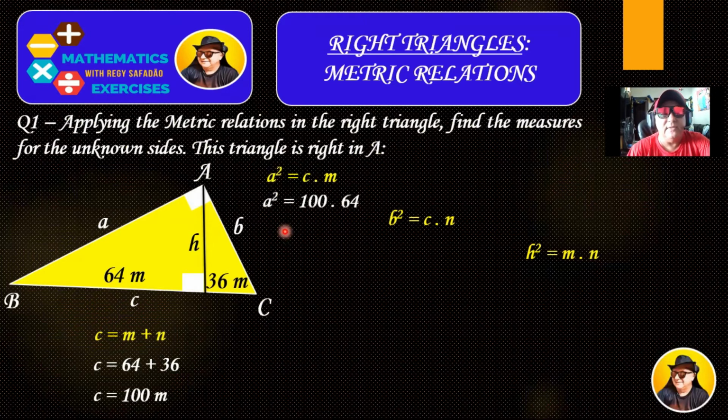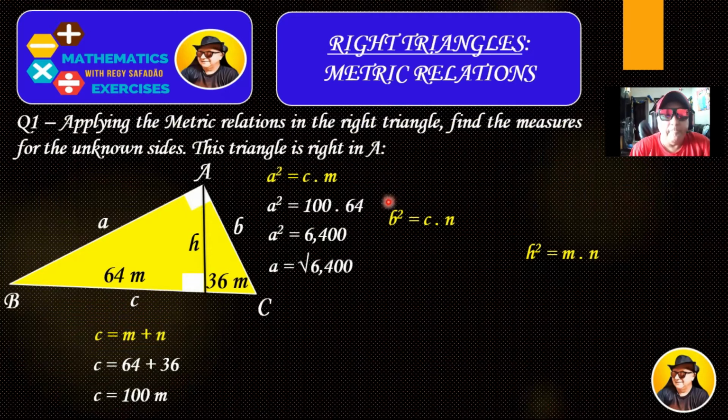A squared is 100 times 64, because C is 100 and M is 64. Well, 100 times 64 is 6,400. So now A squared is 6,400, and we can take the square root of this number. A is the square root of 6,400, that is 80. So A is 80 meters. And now we can also calculate B.